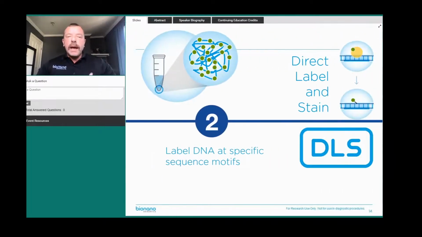Now, once we isolated that megabase size DNA, we label a specific sequence motif all throughout the genome. We do that in a single enzymatic reaction that simply attaches a fluorophore directly to the DNA in a single step. It's a very robust reaction, and we label a single 6 base pair sequence motif all throughout the genome. So there's no probes, there's no variety of labels. It is simply a single 6 base pair sequence motif, and that creates a barcode on these very long molecules that we can identify.